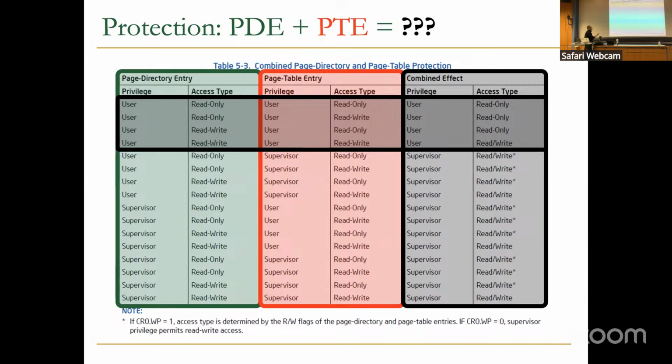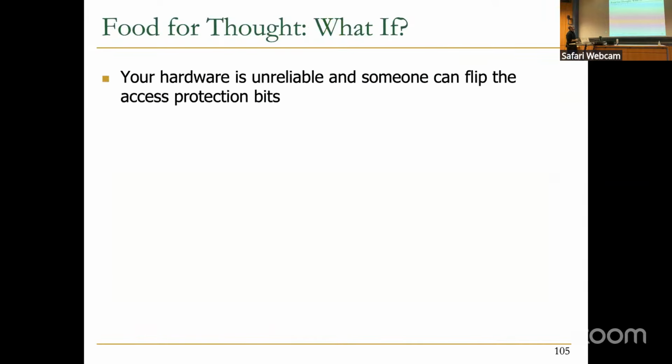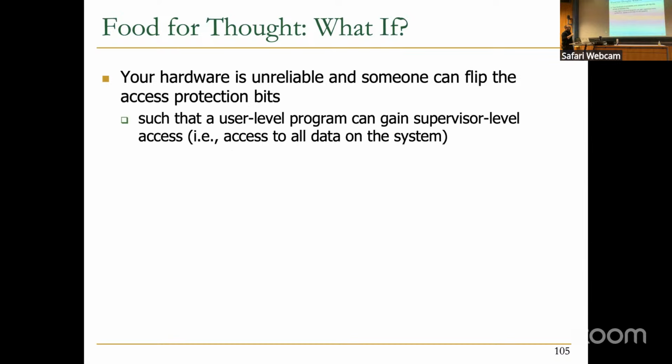This is not very important because it changes a lot across architectures, operating systems, and page table designs. That's why I don't want to spend a lot more time on this. But I'm going to go to an interesting observation. Let's say that, as somebody may have talked about, your hardware is unreliable and someone can flip the access protection bits. So why do we want to do that?